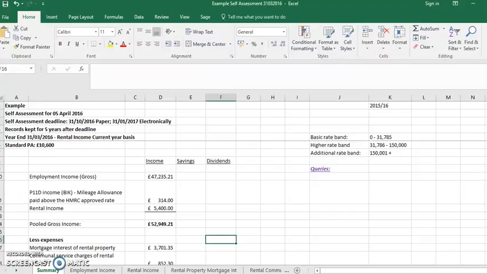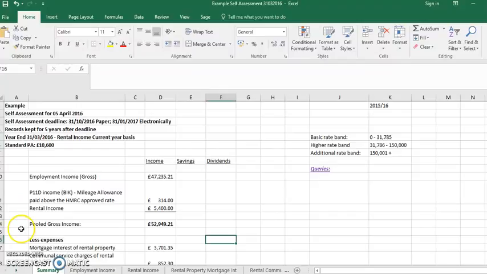So anyone who is self-employed or is a director will have a UTR, and they are then required to submit a self-assessment for tax purposes. The deadline for the paper submission is the 31st of October 2016, and the electronic version is submitted for the 31st of January 2017. In this case, records should be kept for 5 years after the deadline. And this particular example, as I said earlier, is going to focus on a piece of work that I actually completed for a real life self-assessment.